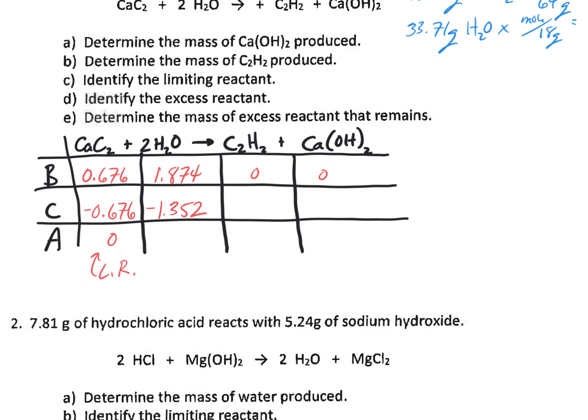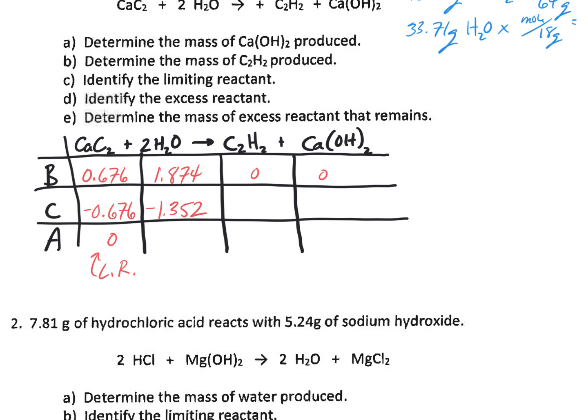All right? So again, I know that I'm going to use up all of the calcium carbide. That leaves me with 0 amount of calcium carbide. Twice the amount of calcium carbide is how much I need of water. Why? Because that's a 1-to-2 ratio. For every 1 mole of calcium carbide, I need 2 moles of water. So if I'm going to use this many moles of calcium carbide, I need 2 times that number for water.